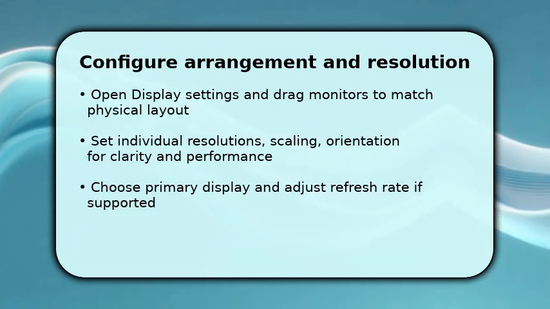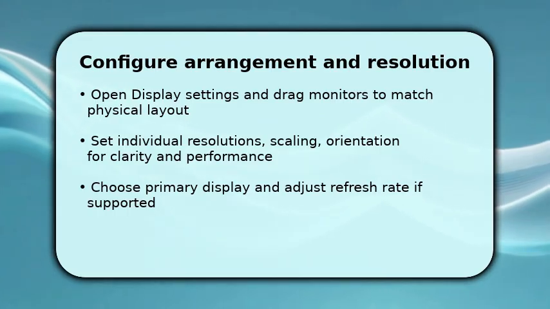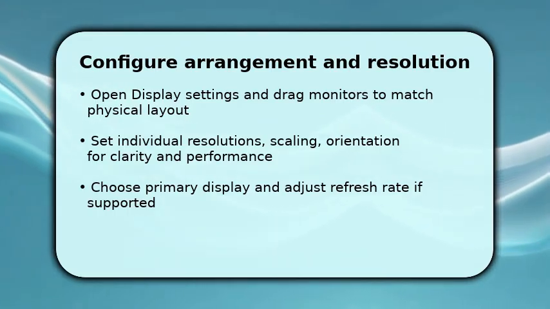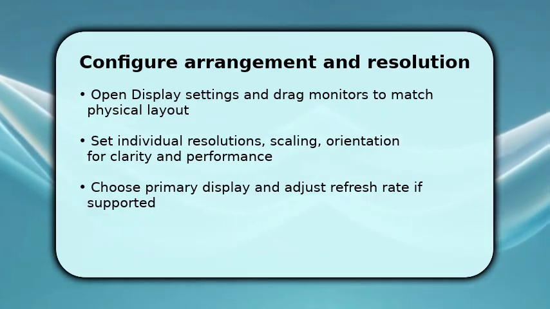If you need different orientations, rotate a display and test. Once done, pick a primary display for menus and taskbars. Make sure refresh rates are correct for smooth motion. If not, lower settings to reduce stutter.